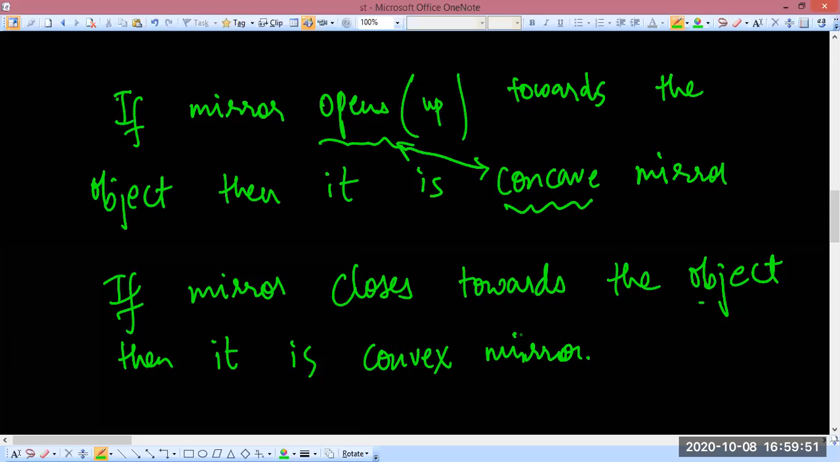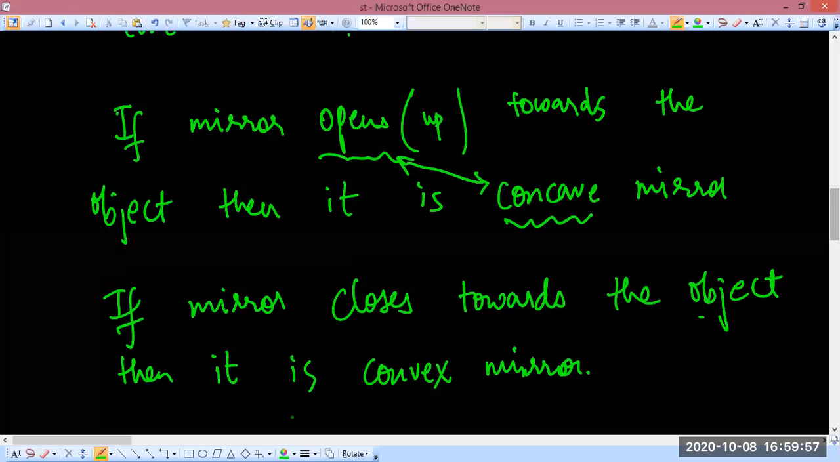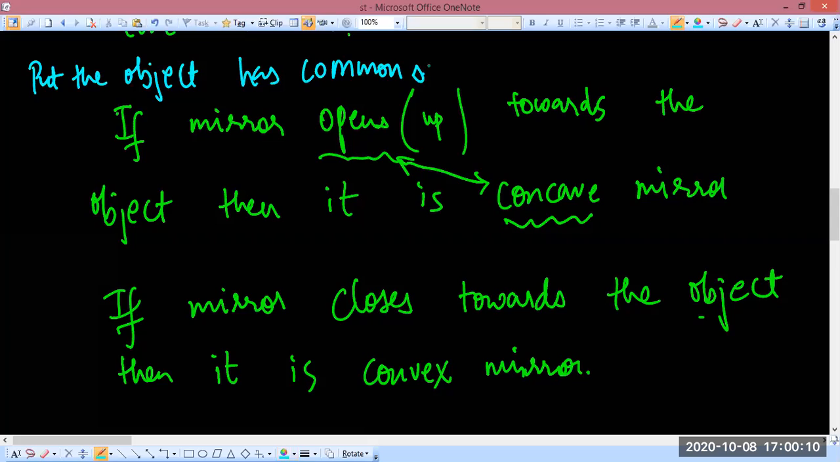Okay, so this is the proper definition, right? And here, see, when we write this, I'm assuming that whosoever has put the object has common sense. Right? Okay?